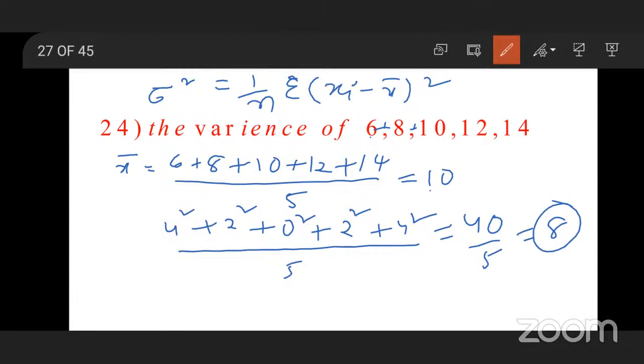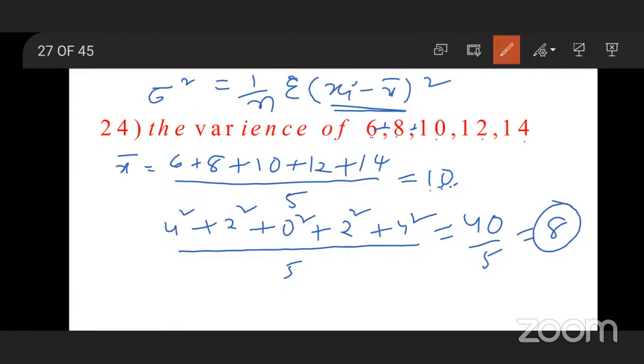Xi minus x bar whole square. Xi minus x bar means 6 minus 10, 4 square. 8 minus 10, 2 square. 10 minus 10, 0. 10 minus 12, 2 square. 14 minus 10, 4 square. We get 40 by 5. 40 by 5 is equal to only 8.